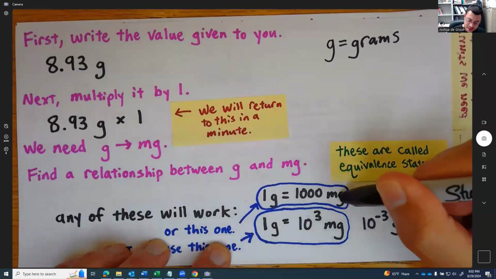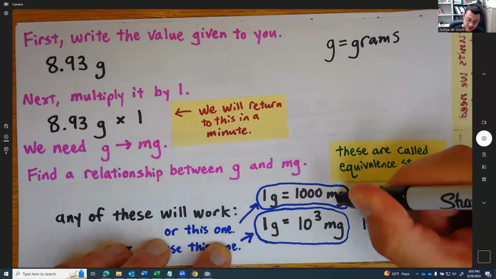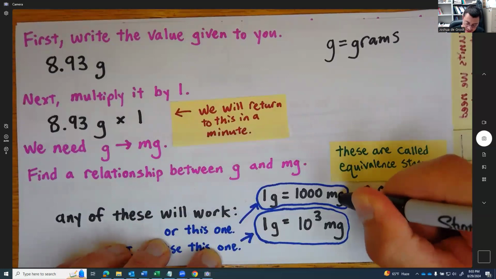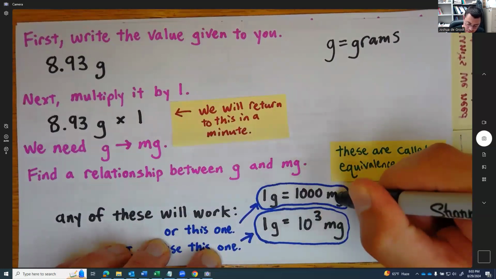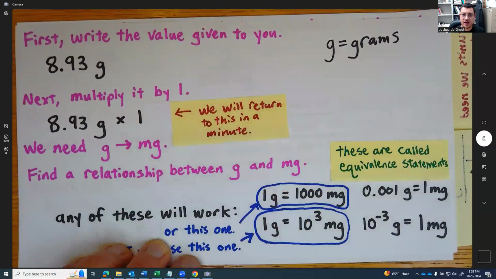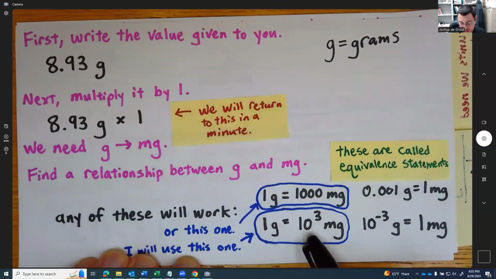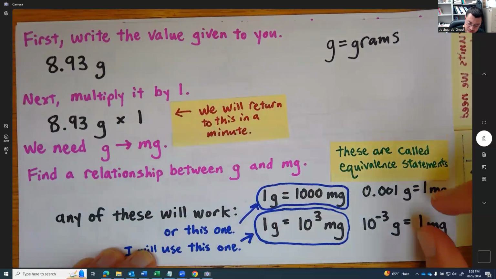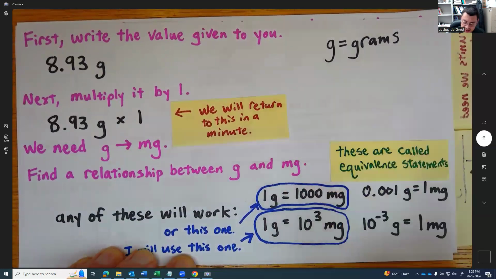Because milli means 1,000th. The milligram is the small thing. We need 1,000 milligrams in order to get to 1 gram. If you're doing powers of 10, you could have 10 to the third power here instead of 1,000. And these statements are also mathematically equal to any of these statements.